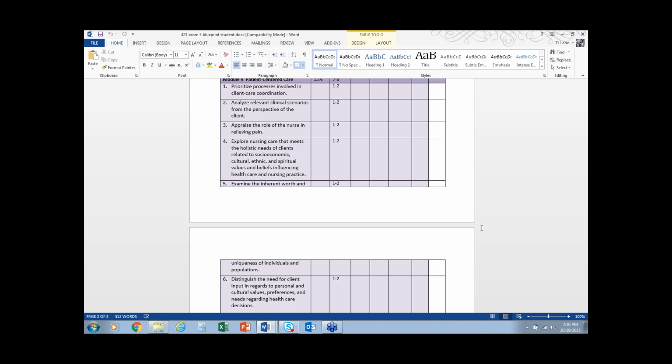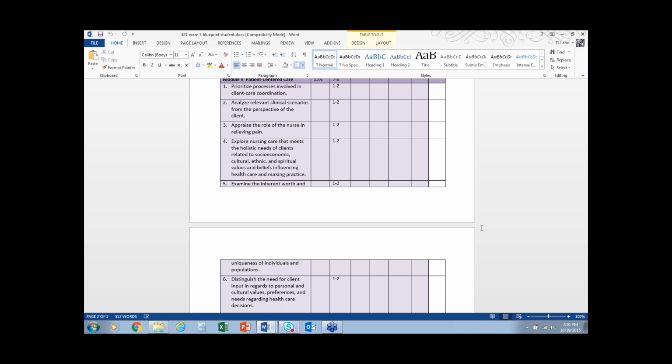The second objective says that you need to be able to analyze relevant clinical scenarios from the perspective of the client. So what that means is, how do you as a nurse ensure that the patient is the focus of your care and not nurse convenience? And you also need to recognize what the patient may be going through. What experiences are they having? Look at it from their point of view.